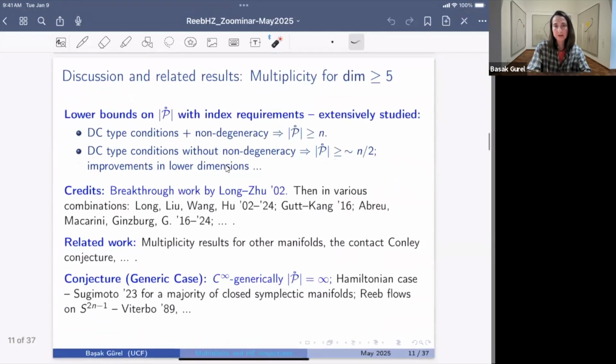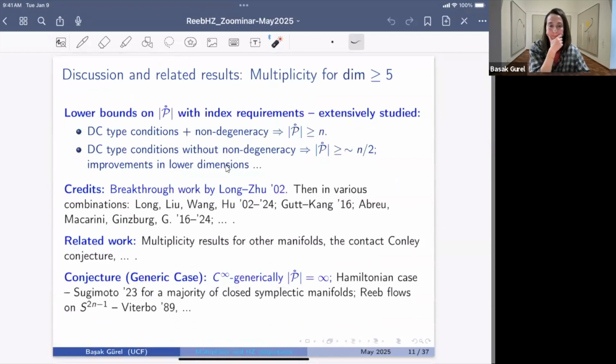Now, the more studied piece of this conjecture, in terms of previous results, is the lower bounds. Essentially only with index or non-degeneracy requirements. For instance, the following were known. Some dynamical convexity type condition plus non-degeneracy gives you at least n, the two together, let me emphasize. If you drop non-degeneracy here, this number drops to n over 2. Our result improves it by half. And if you assume lower dimensions like R4, R6, R8, there are various results which give you much more precise statements, again under all these conditions.